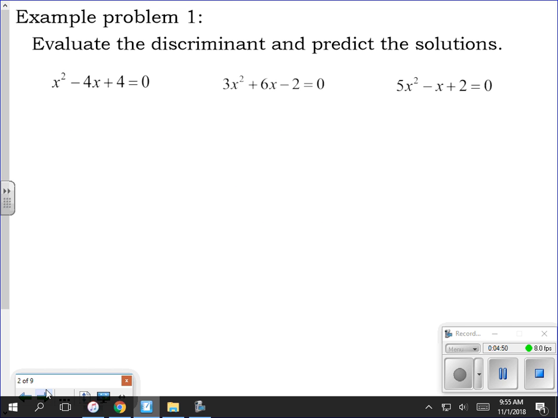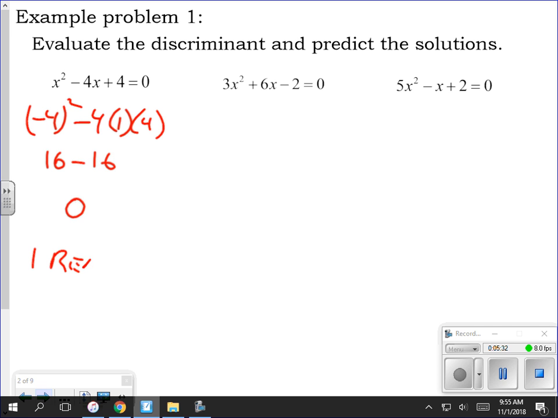Okay. So evaluate the discriminant and predict the solutions. The discriminant is b squared minus 4ac. Okay, so it's a, b, c. So this is negative 4 squared minus 4 times a, which is 1, times c, which is 4. So negative 4 squared, that's 16. 4 times 1 times 4 is 16. 16 minus 16 is 0. So my discriminant is 0. I have one real solution.